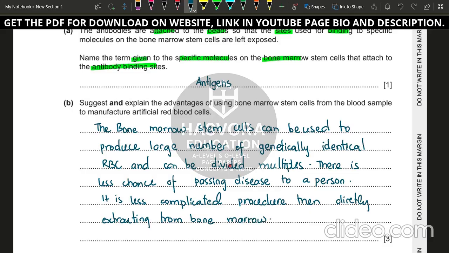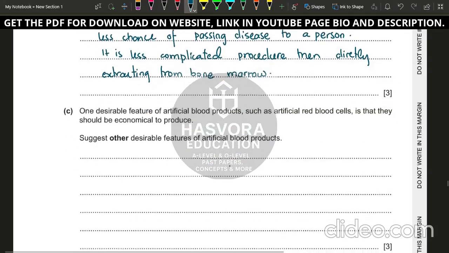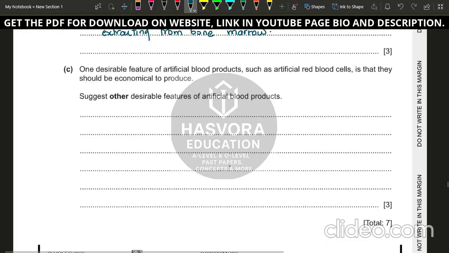Okay, so this is over for 3 marks, and this will be the answer. Then C part says one desirable feature of the artificial blood products such as the artificial red blood cells is that they should be economical to produce. So first of all, suggest other desirable features of the artificial blood products.